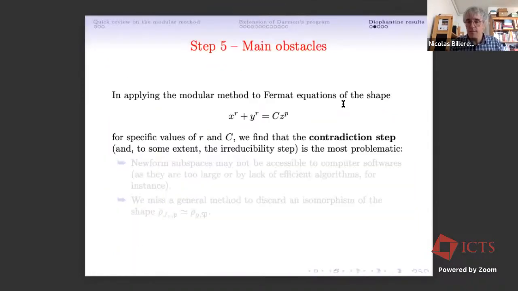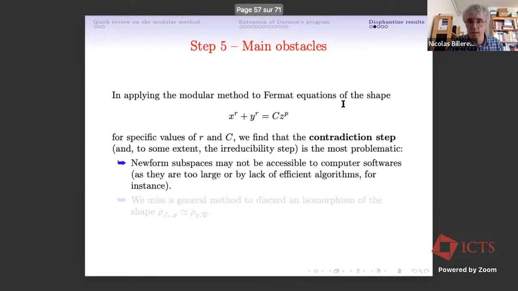There are several issues with this last step, and actually the main 2 issues are, first, that the newform subspaces that we have to consider may not be accessible to computer software, either because they're too large or by lack of efficient algorithms, for instance, in certain cases, depending on the type of the level. It's not only the size of the level, but also the type of the level that can be a problem to compute the space of modular forms.